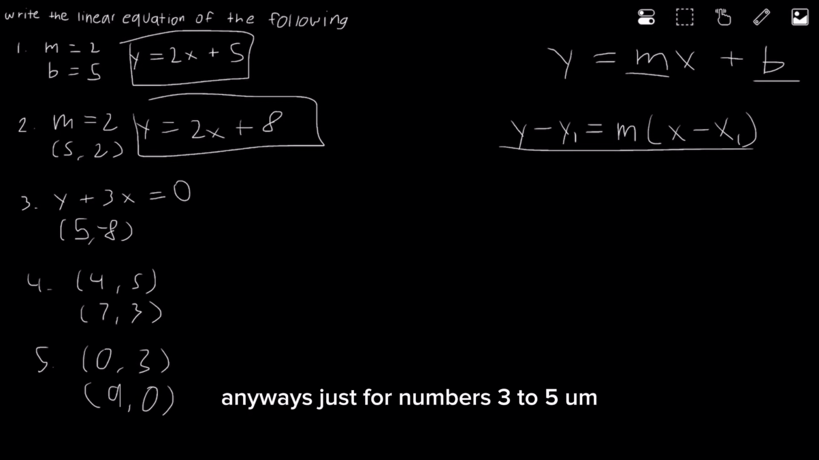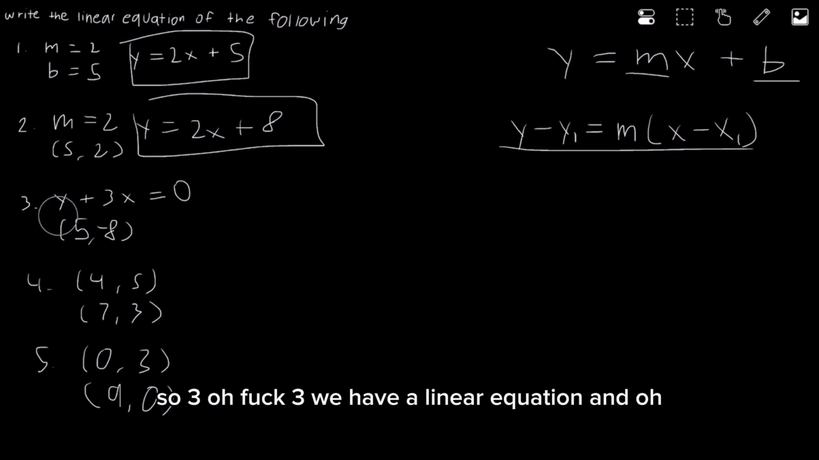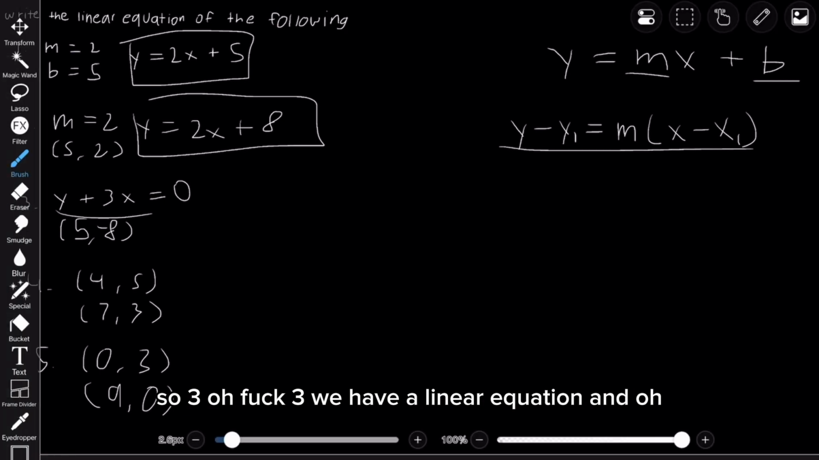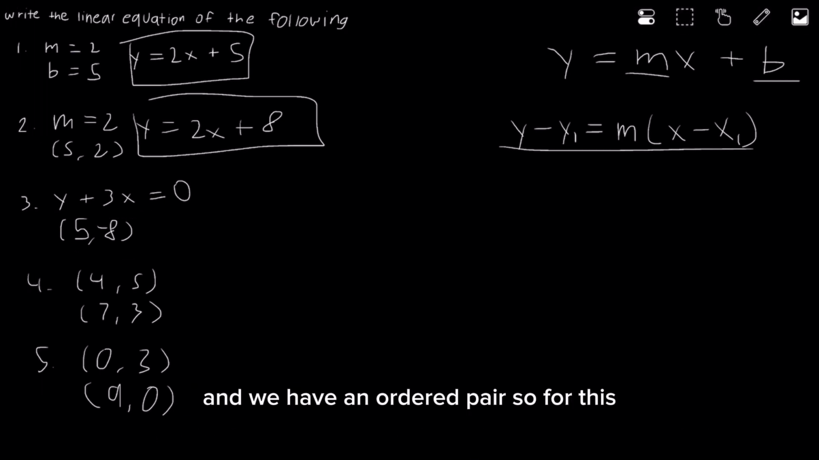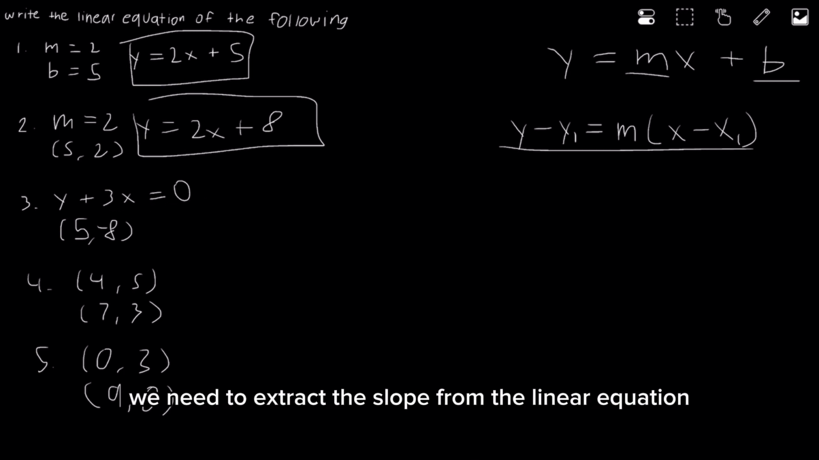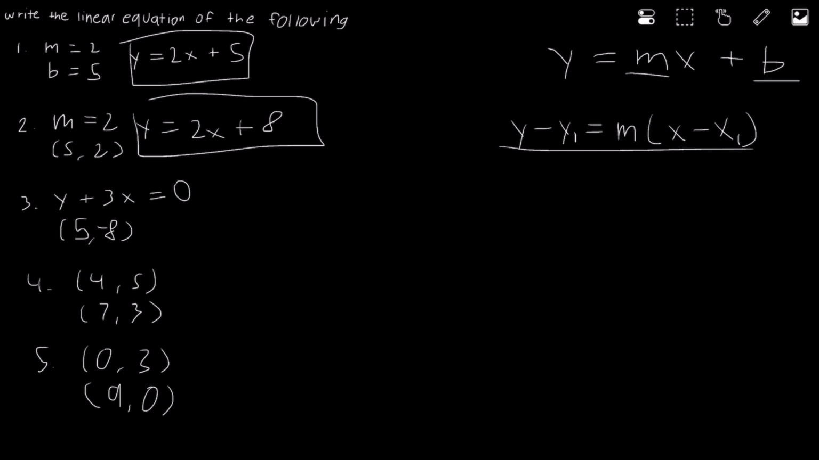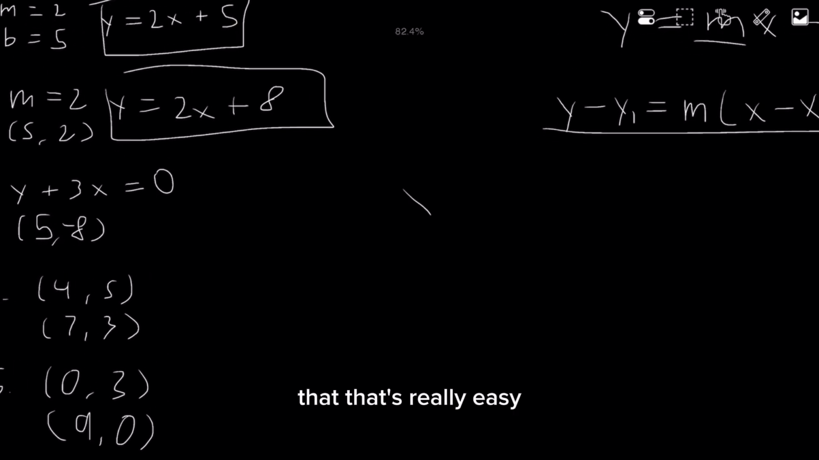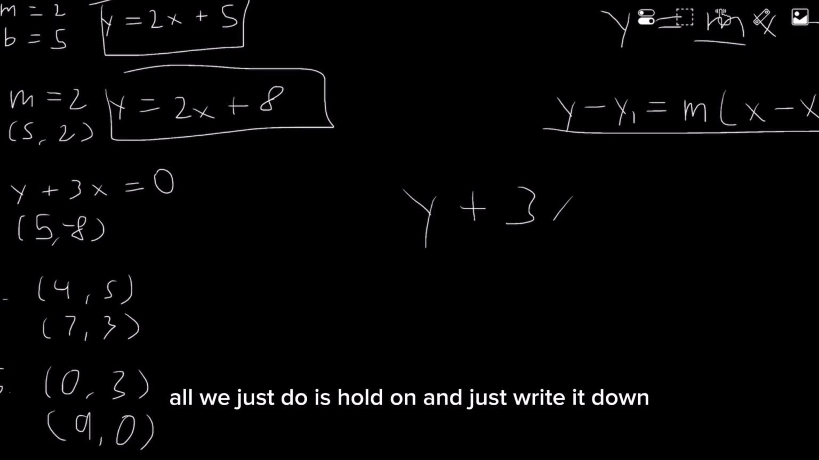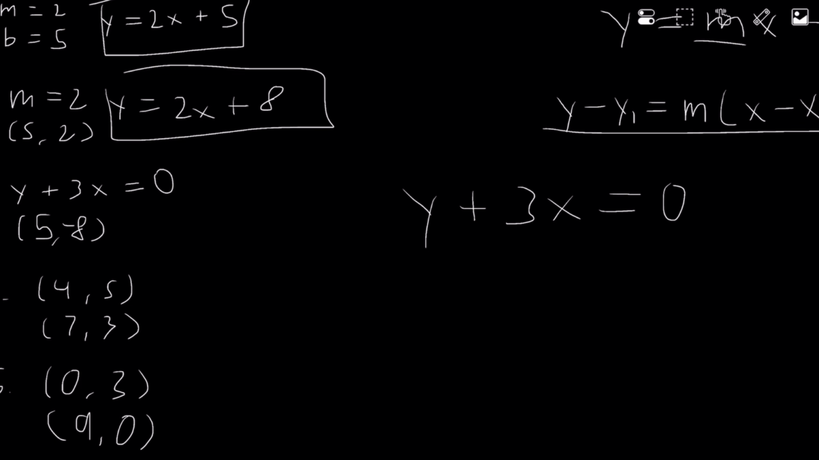Anyways, here's numbers 3 to 5. So for 3, we have a linear equation and an ordered pair. For this, we need to extract the slope from the linear equation. That's really easy. All we do is, hold on, let me just write it down.